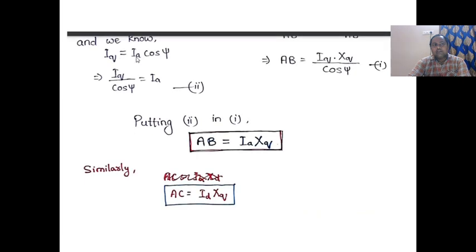And we know IQ is equal to IA cos psi. From that we find AB is equal to IQ XQ by cos psi. And the second expression, IQ by cos psi is equal to IA from the phasor diagram. Putting 2 in 1, AB is equal to IA XQ. AC is equal to ID XQ.